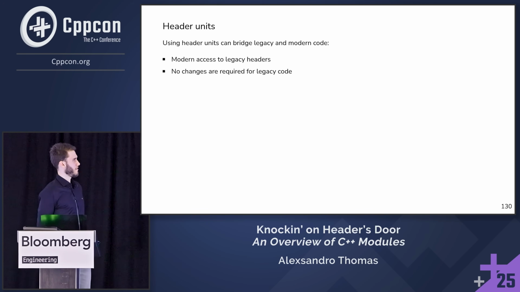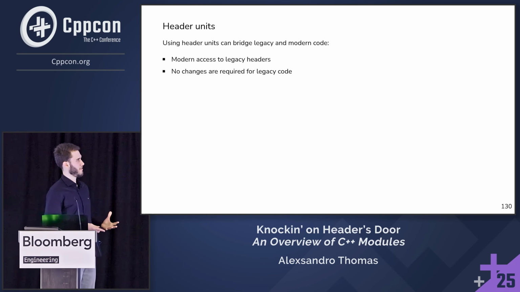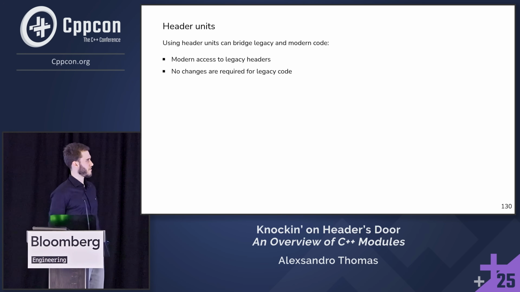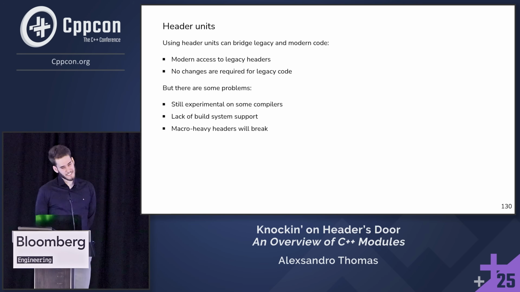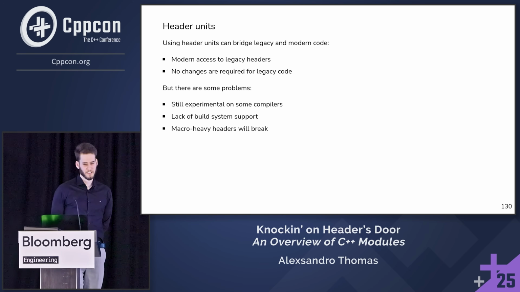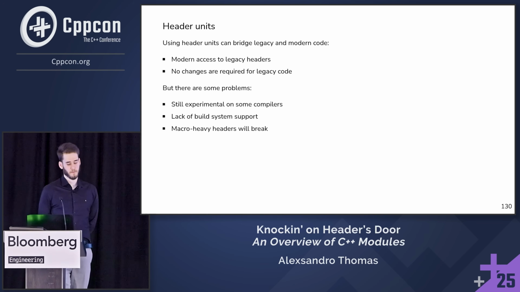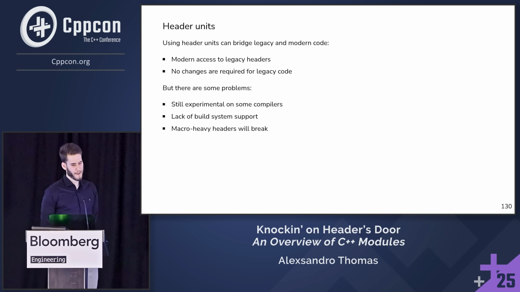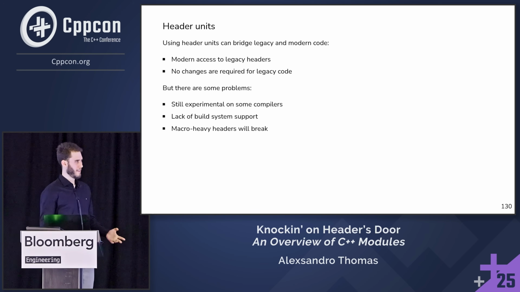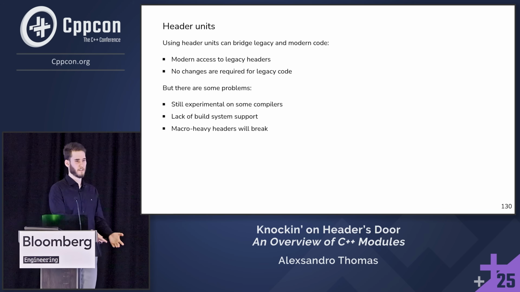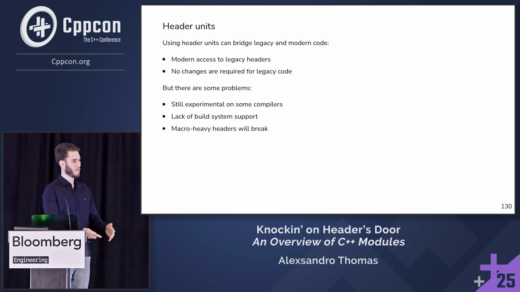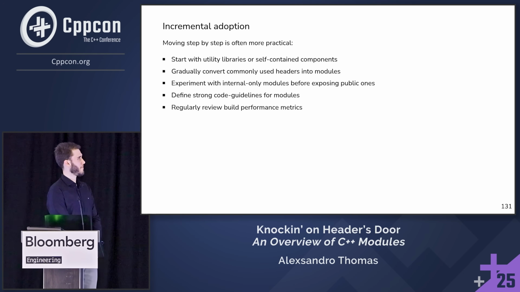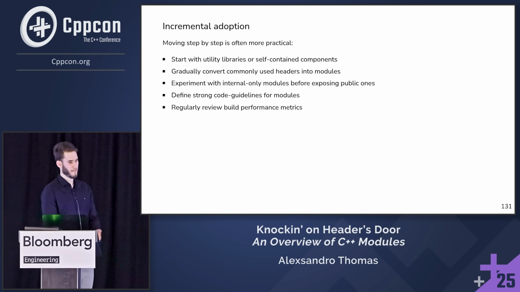Also, you should really consider using header units to bridge the legacy headers and modern code, because they just provide this modern access to the legacy headers, and there's no code change that is required. But there's still experimental support on some of the compilers, and there's a lack of build system support. So CMake, the biggest build system, doesn't really support utilizing that. And also you should be aware that macro-heavy headers won't work, so if you need to utilize any macros to configure the interface that a header will be adding to you or exporting to you, that might be very difficult to get to work. So I think that overall, the best option for existing projects would be incremental adoption.